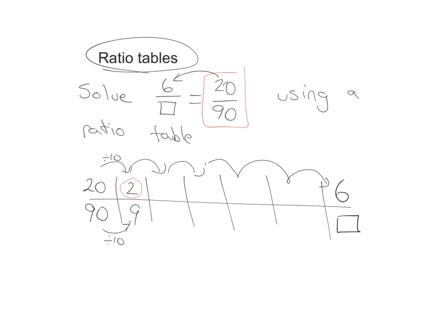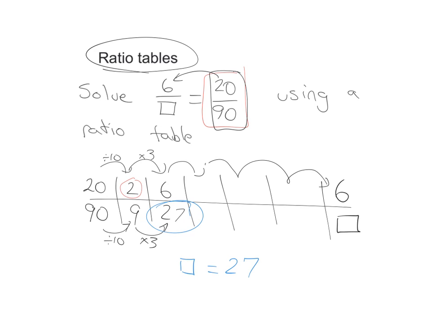So you can see in this question, 2 times what gives me 6? The answer is 3. So 2 times 3 is 6. And in order to keep my fraction equivalent, or my ratio equivalent, I need to do the same to the bottom, which is 9 times 3 is 27. So what ends up happening here? Well, our ratio of 20 over 90, when it's 6 over what number? The other number must be 27. So I'm just going to write down here, the blank is equal to 27.